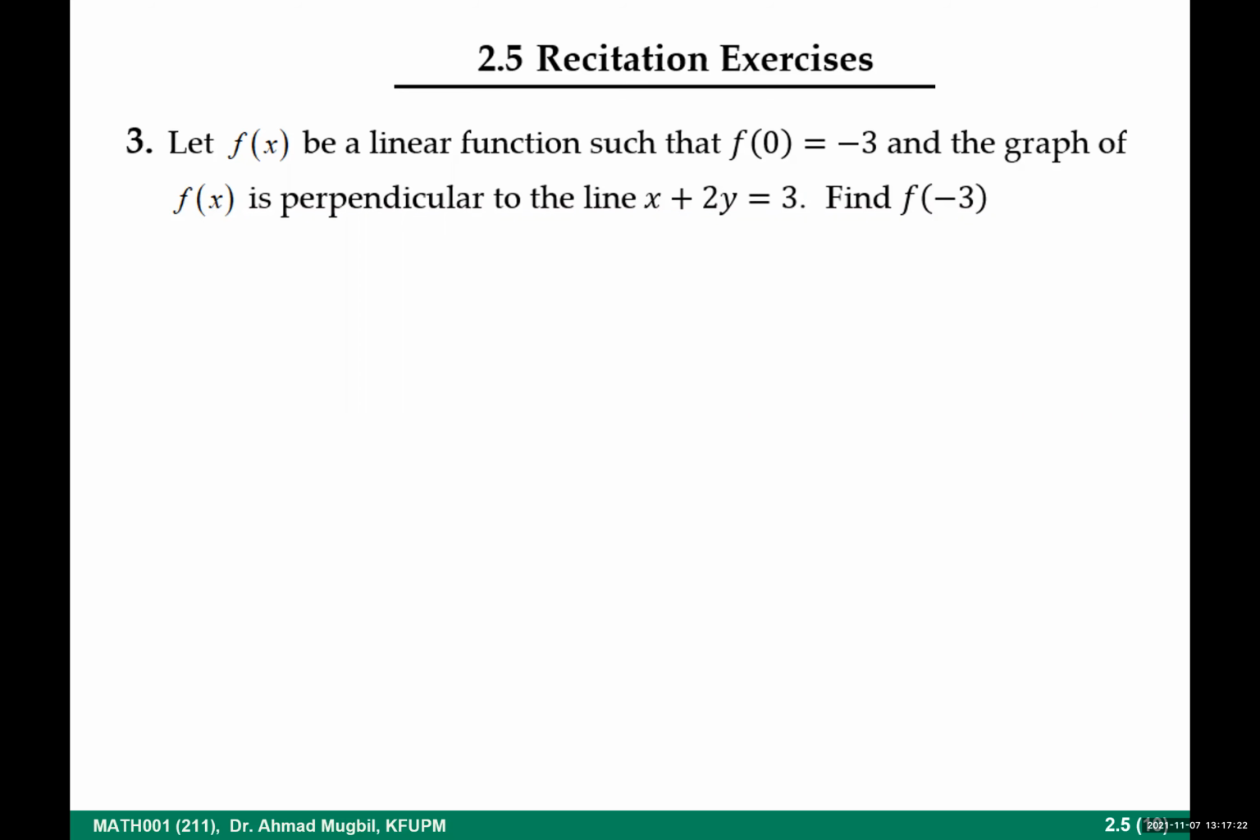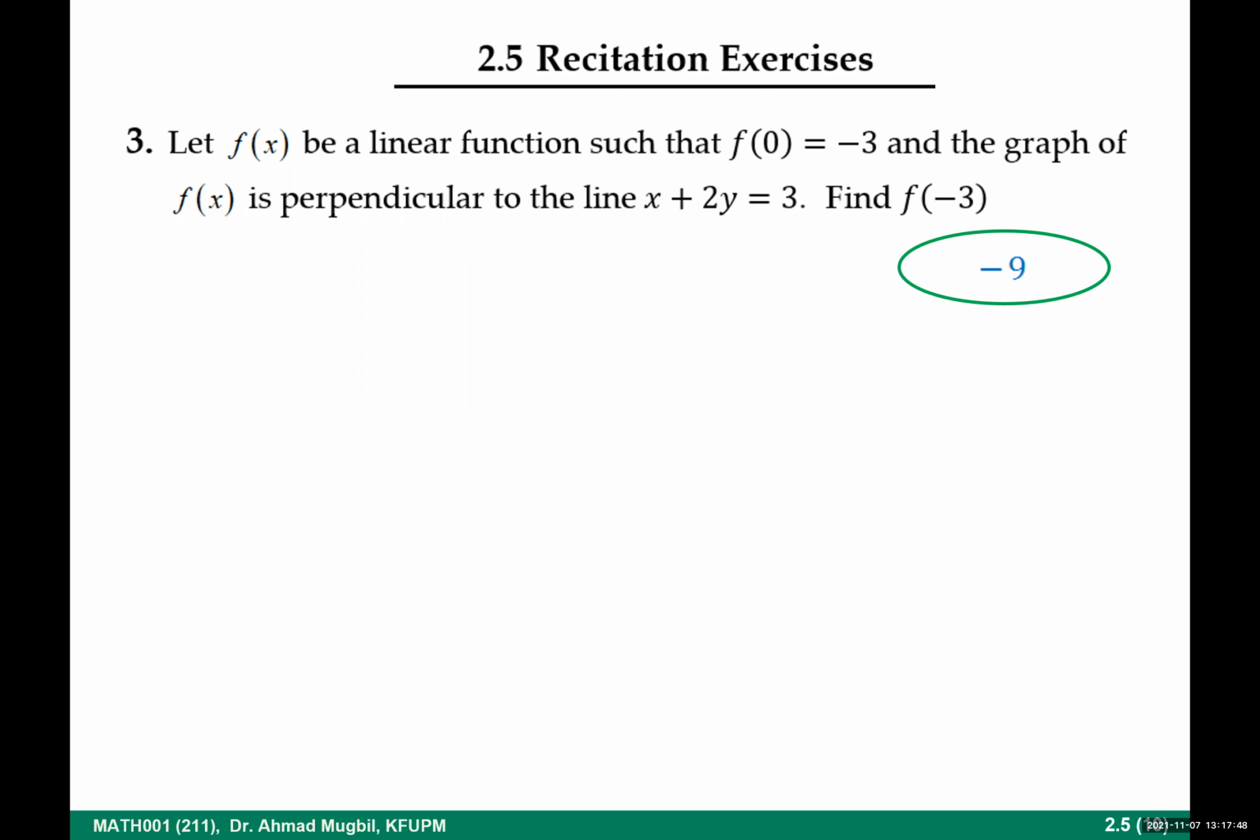What is it, Muhammad? -9. Let's check. Yes. It is -9. How did you obtain it? I obtained the slope from the second line, and the y-intercept is -3, and found the function 2x - 3. Great. So you solved it with the ideas of 2.5. And this is the best.